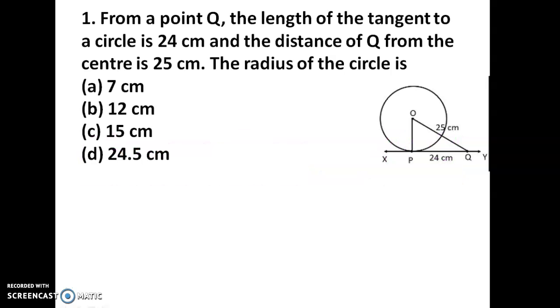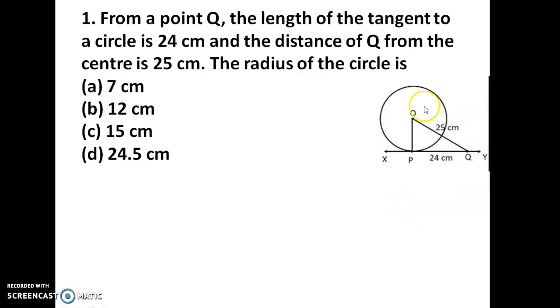First question, from a point Q the length of the tangent to the circle is 24 cm and the distance of Q from the center is 25 cm. The radius of the circle is, 4 options are given, we should find out. So this is the picture. From the given data we ourselves can draw the diagram.